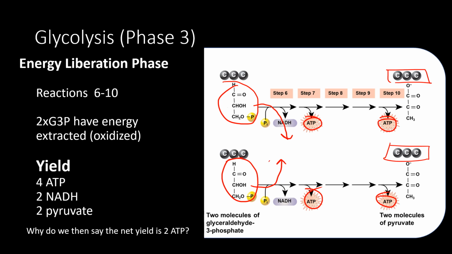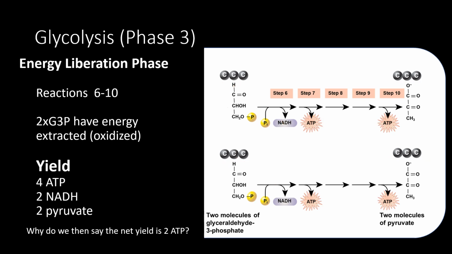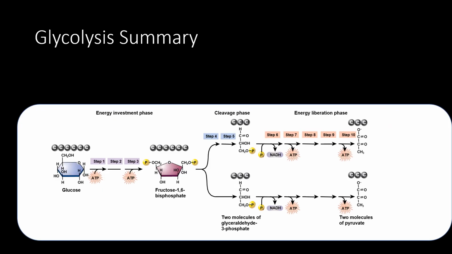That's pyruvate. So here's a very overall summary of it all. You can see we start with 1 molecule of glucose, and we end with two molecules of pyruvate. We've added 2 ATPs to the system here, and of course, we get left with 2 ADPs.